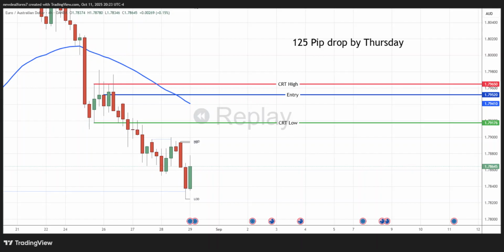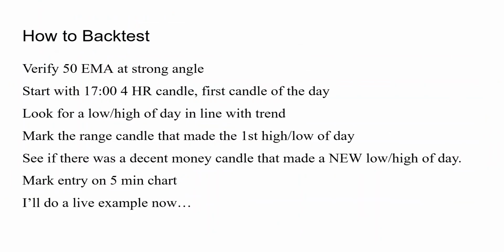So how to backtest this? I want to go over now how you can find these on your own, because you need to be able to do that. I believe in teaching people how to fish. No one should fish for you or try to give you trading signals. So first off, you look at the 50 EMA and be sure it's at a strong angle, up or down. You're going to start with the 1700 4-hour candle, because that's the first candle of the day. And you look for the high or low of the day, depending on what the trend is. You look for the high of the day if your trend is short. You look for the low of the day if your trend is long.